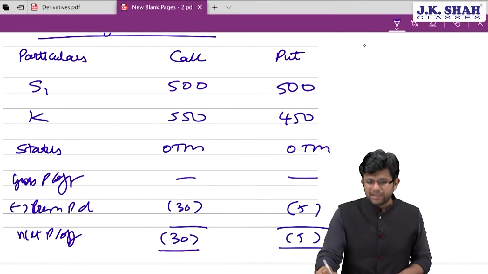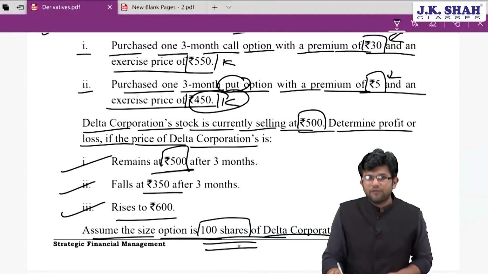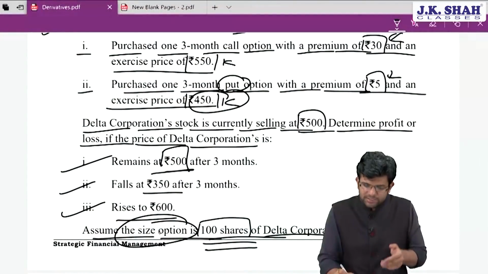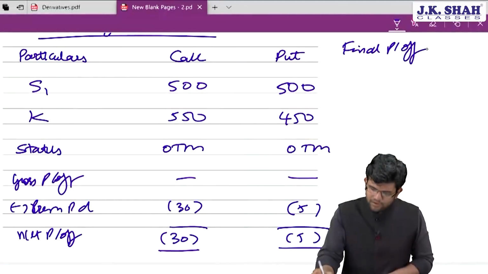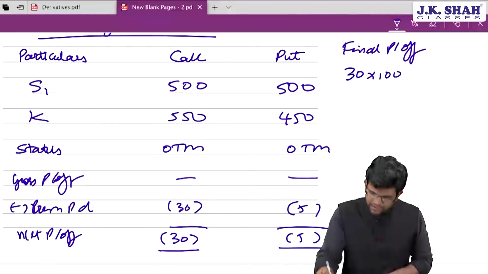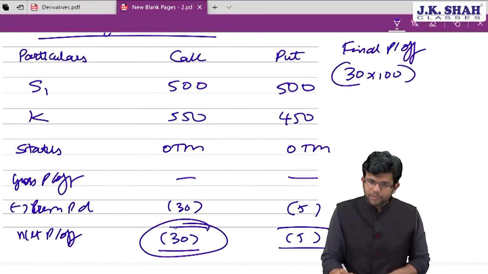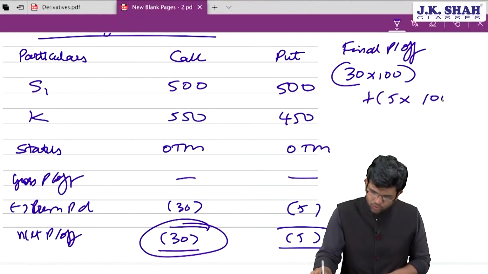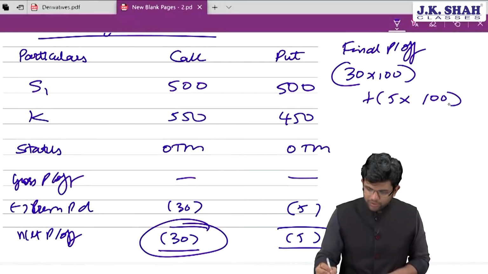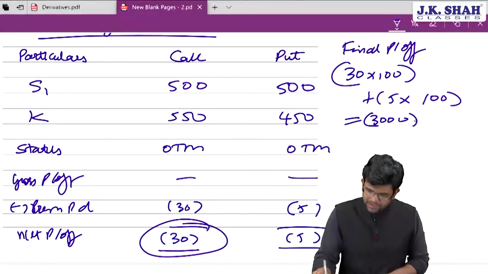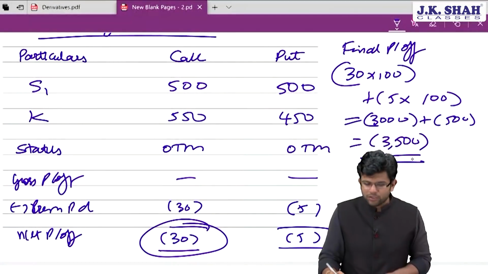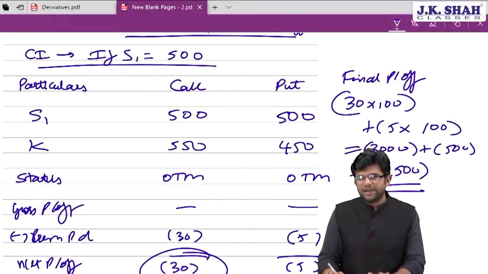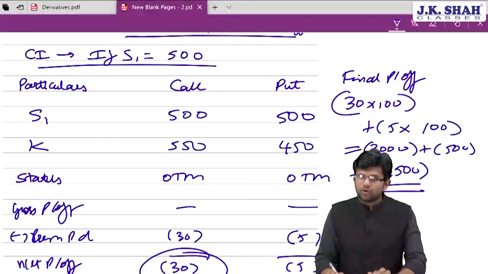Everybody following? Can I say, considering the fact that there are 100 shares of Delta Corporation per option, that is the lot size is 100, can I say my final payoff will be 30 into 100, correct? This is the loss total on one option of call, plus 5 into 100, total loss on one option of put, correct? So this is 3000 negative plus 500 negative, total loss of 3500. Everybody following? 3500 therefore is the loss that you are suffering if the S1 remains at 500 on due date. Everybody clear with this? Let us now go to the next case.